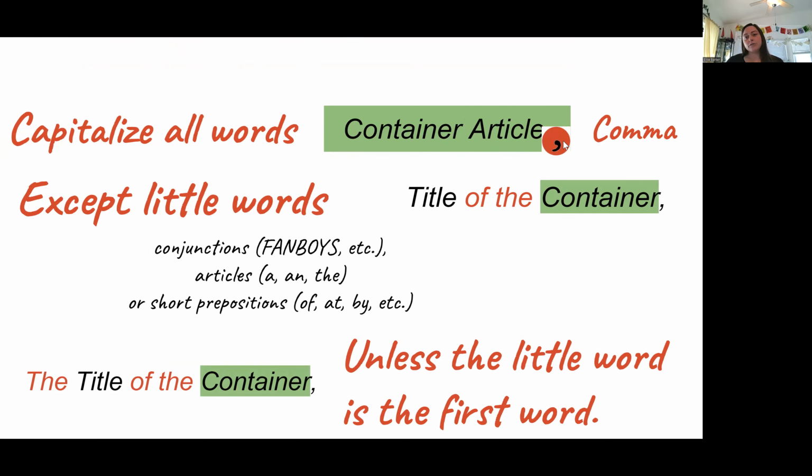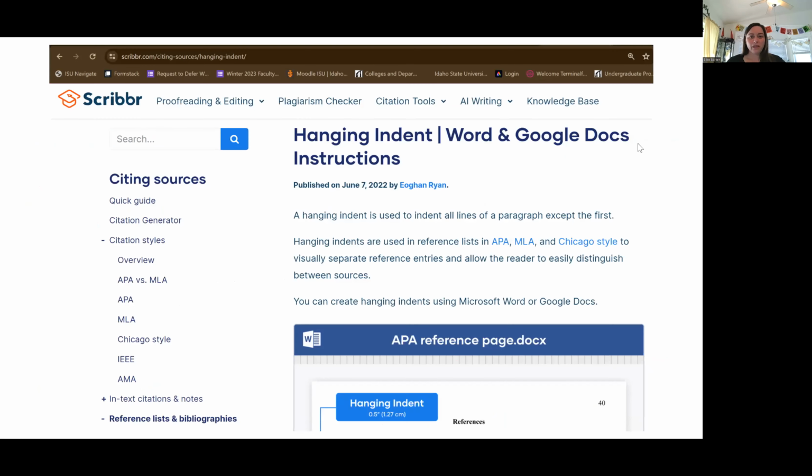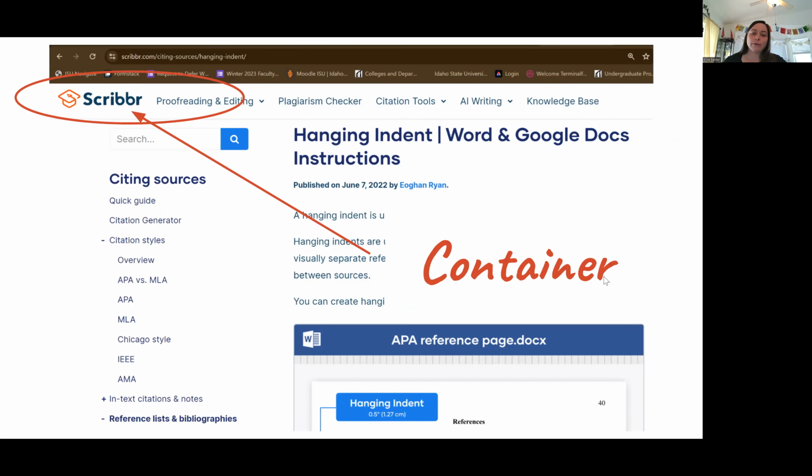Unlike article titles that end with a period and a quotation mark, here this container name is italicized, and it's followed by a comma. And there is an exception to that, which I'll get to. So if you're looking at a website, frequently you can find the website's name in the upper left-hand corner. They usually have some sort of icon associated with the website that might help you find it. Another place you can look is in the URL. Frequently, the first word in the URL is the name of the container.